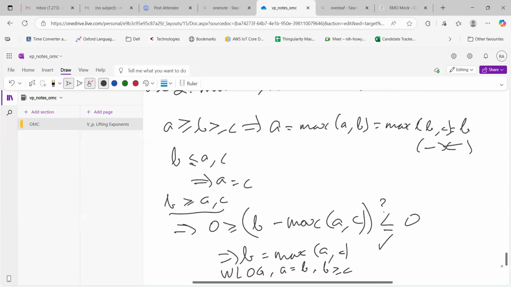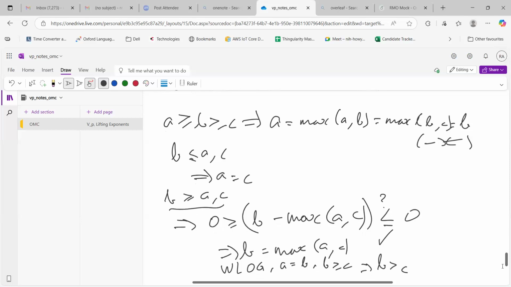This would just give us max of a comma b. Sorry, what? No, this would give the LCM values. The V2 of the LCM values would both be a and b. Yeah, so it would be equal to 0, but since they are equal, it must be strictly greater. Yes. This would imply that b is greater than c, but that's a problem because then max of a comma b would be. Oh, that's not a problem. Wait. Oh, the LCM values would give a contradiction.